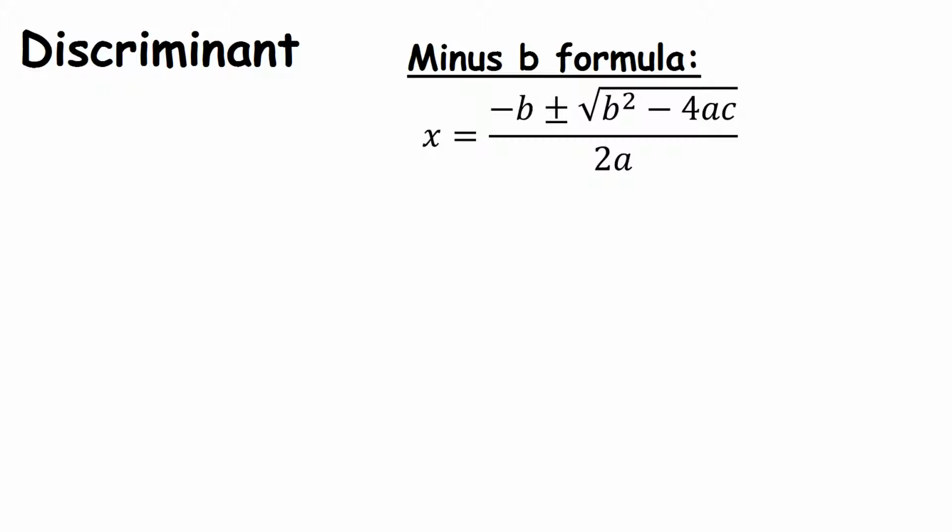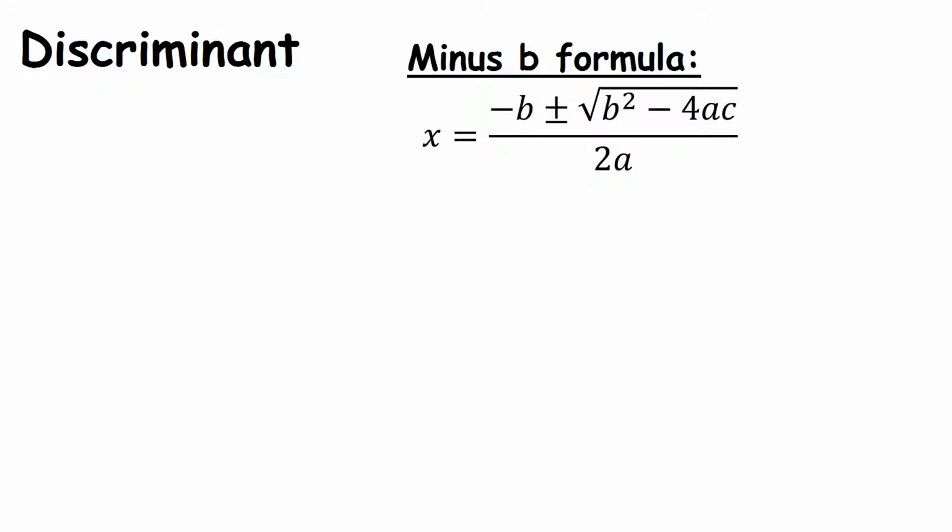They can both be real and different. They can both be real but they're the same number, or they may be both imaginary or not real. So at this point you may not have covered imaginary numbers, and that's absolutely fine, but all you need to know is that they're not real. So here's our minus b formula, and this is used to get the roots of the equation. So it makes sense that part of this is used to get the nature of the roots.